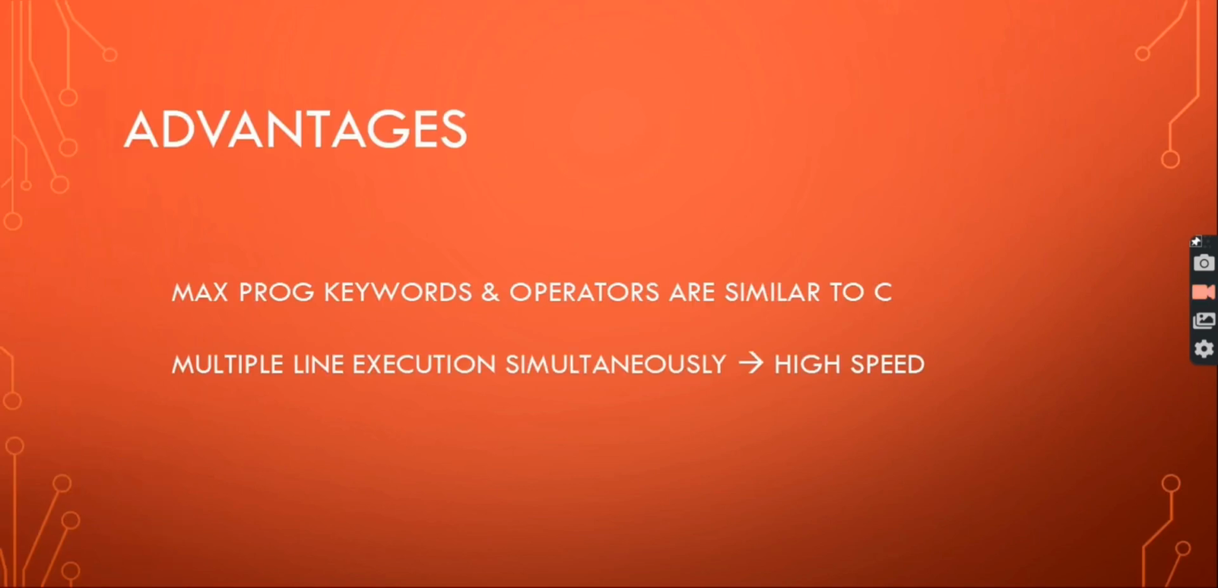So first of all, I want to show you the advantages. Advantages of Verilog: keywords of Verilog are related to C programming, and the operators are also almost similar to C programming. Verilog programming also has high speed of operation because the multiple lines that we write are executed simultaneously. At the same time the compiler executes and the interpreter interprets multiple lines together. So that is the simultaneous execution process.